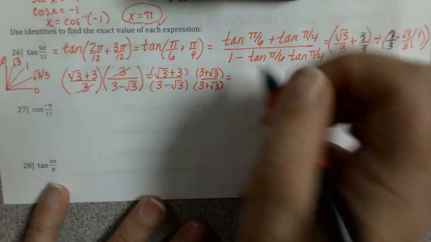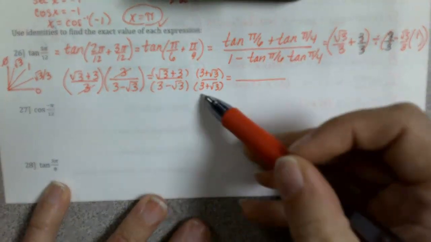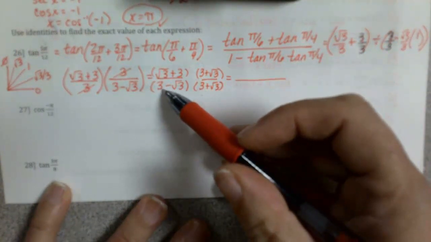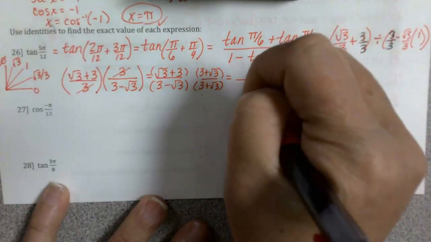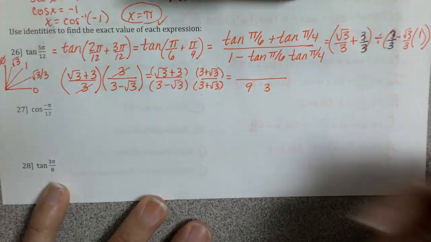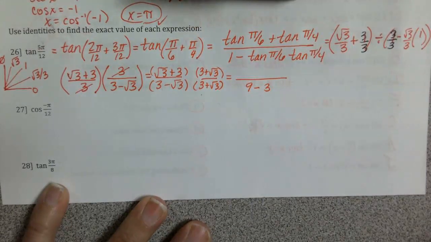Okay, so in our denominator, we picked this to make a difference of squares. Conjugates always make a difference of squares, so we square the first term. 3 squared is 9. Then we square the last term. Square root of 3 squared is 3, and it's a difference, so we subtract.